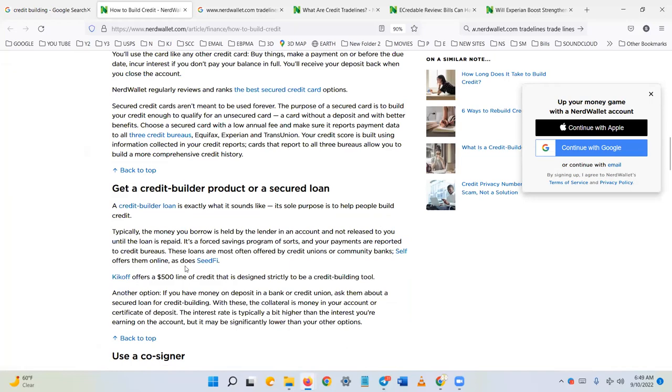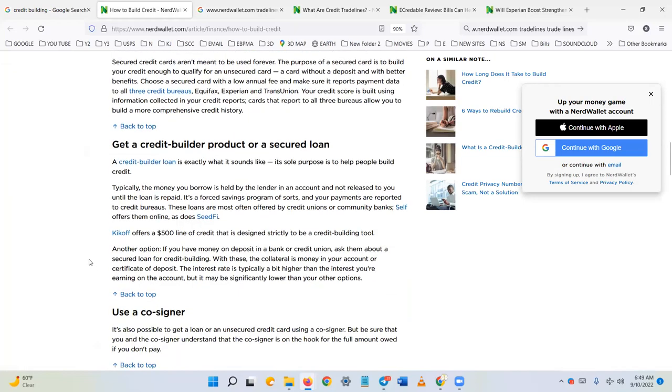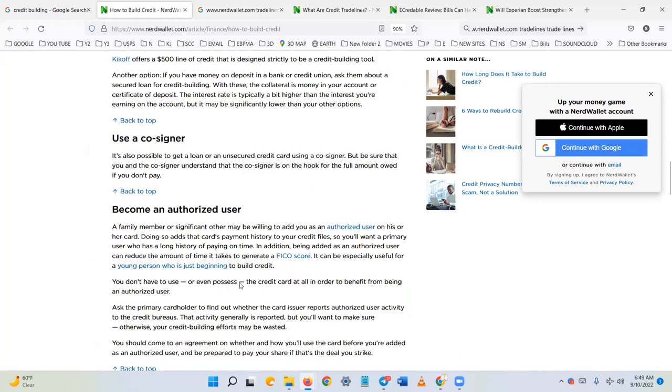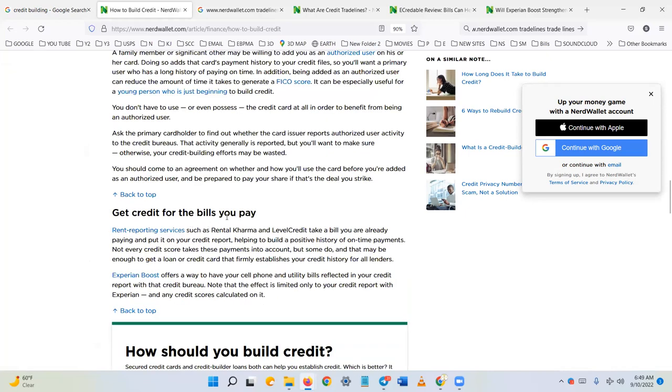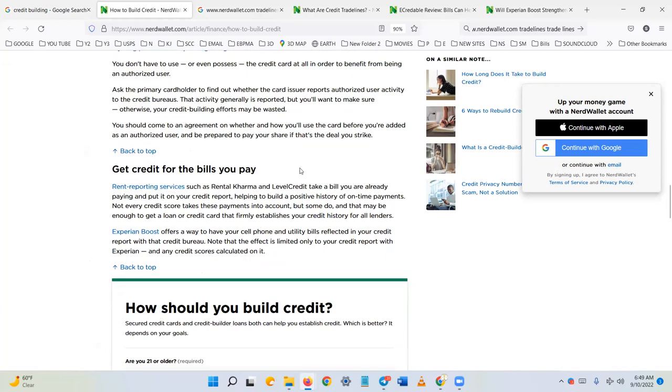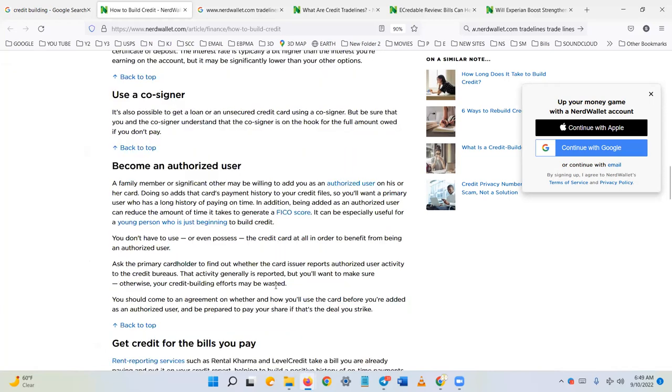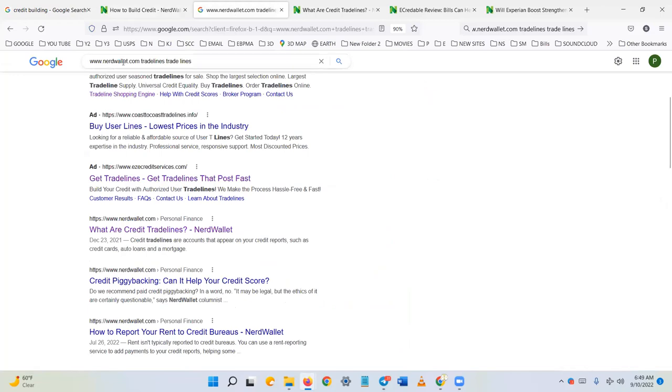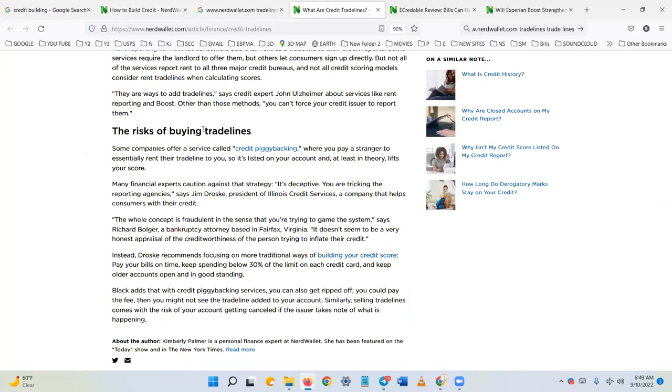You could even apply your rent and utilities. There's ways that you could get right here, rent reporting, such as Rental Karma and Level Credit. So all these things could increase your credit because they're going to be reporting the rent that you paid for 20 years, $1,500 a month. Then I searched NerdWallet trade lines. Then I got, what is a trade line? The risk of buying trade lines.